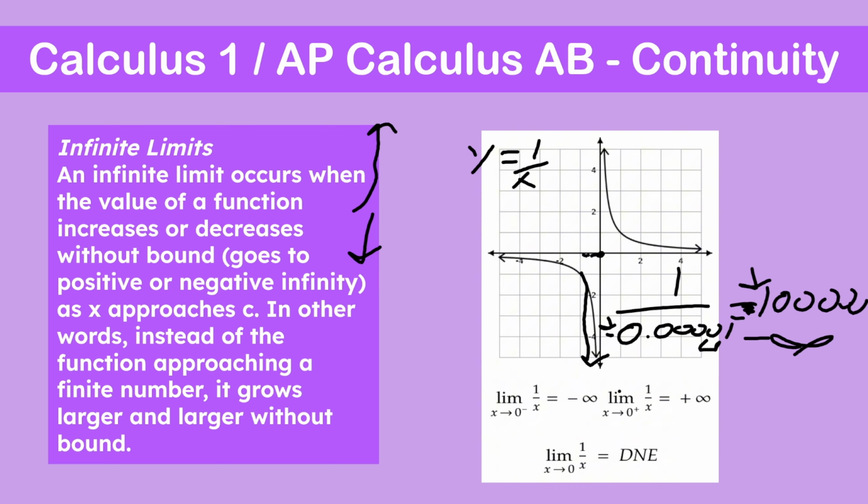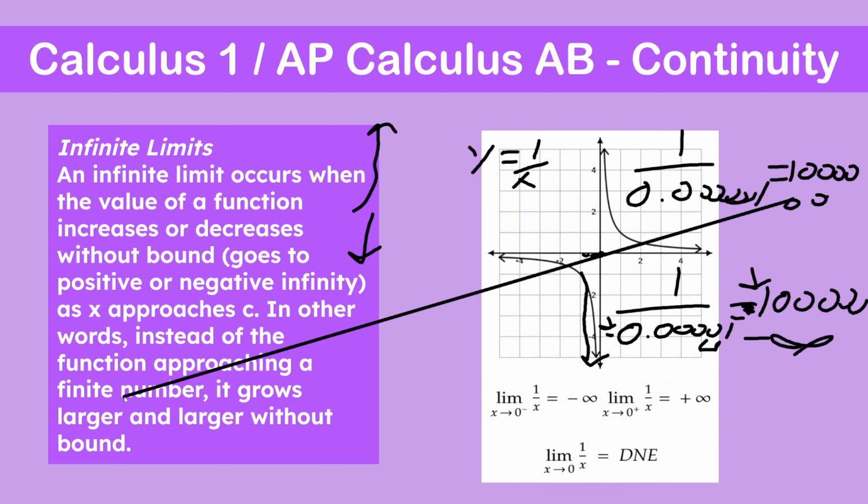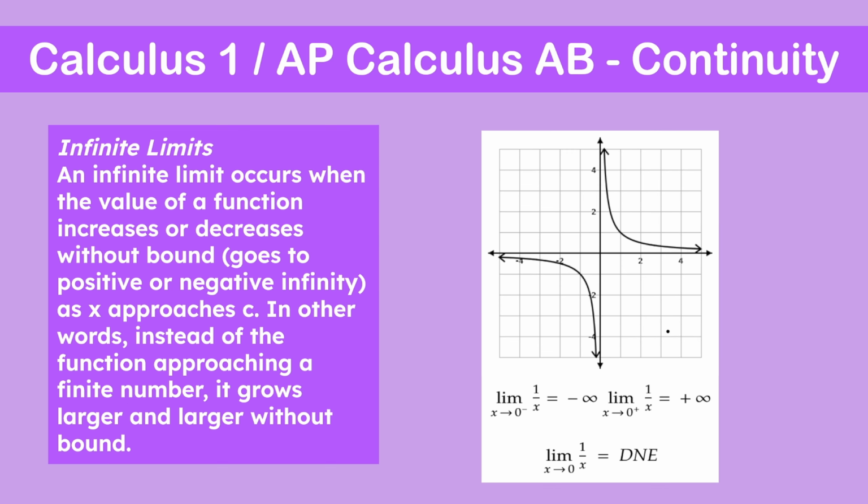And the limit of 1 over x as you approach 0 from the right is equal to positive infinity, because you're basically dividing 1 by 0.0000001. And that's like 10 million, and it just keeps on going. But since they approach two different values, the limit does not exist. The limit of 1 over x as x approaches 0 does not exist.